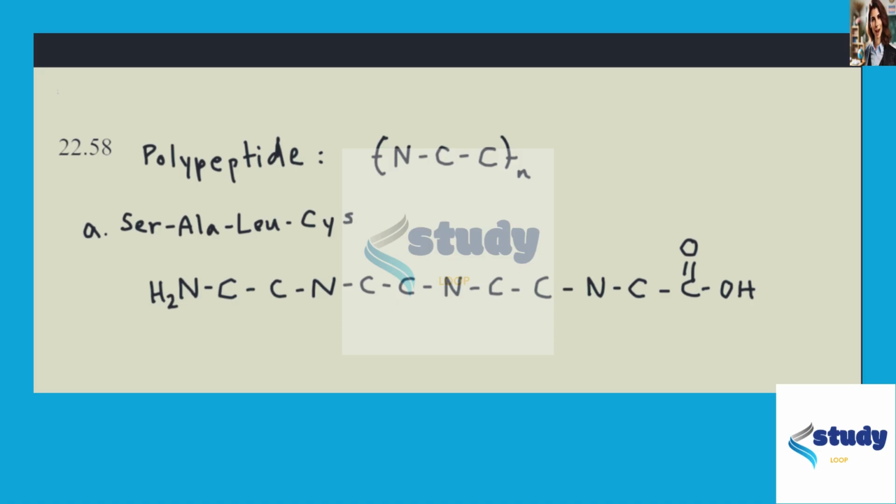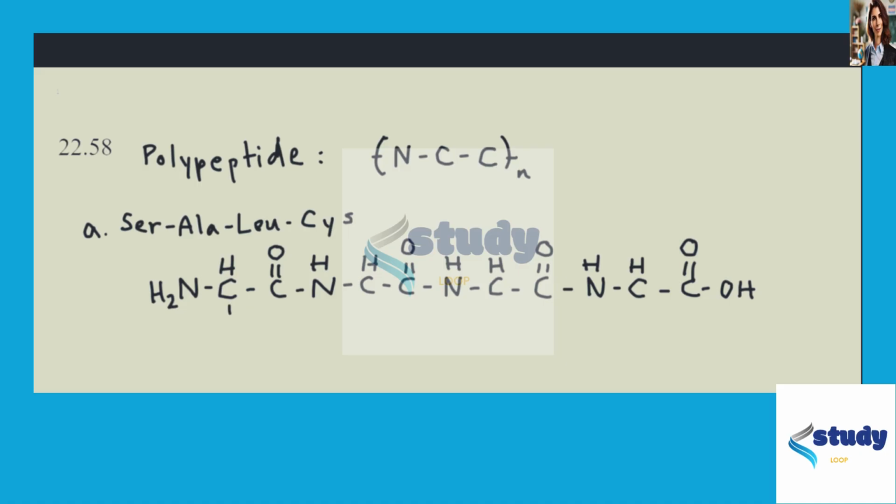Each of these nitrogens is going to have a hydrogen on it. The first carbon, which is the chiral carbon, is going to have a hydrogen on it. Then each second carbon is going to have a double bond with oxygen. So there's our main chain. Now all we need to do is to add the side groups, which are unique to each amino acid residue.